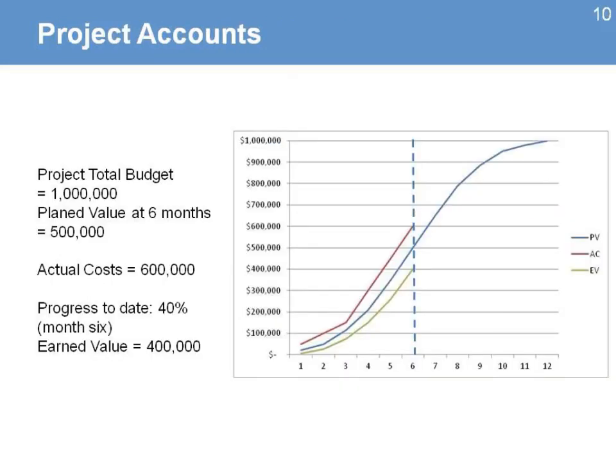Let's summarize what we've seen so far. We have our total project budget, in our example 1 million. The planned value at 6 months was planned to be 500. Our actual cost is 600. Our progress to date is only 40%, which represents an earned value of 400. So I have here my chart with all those values and all those differences.